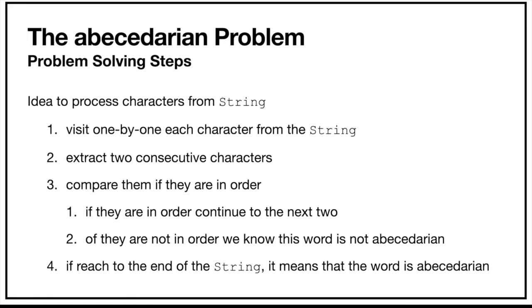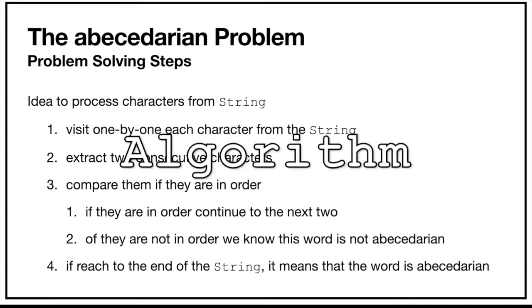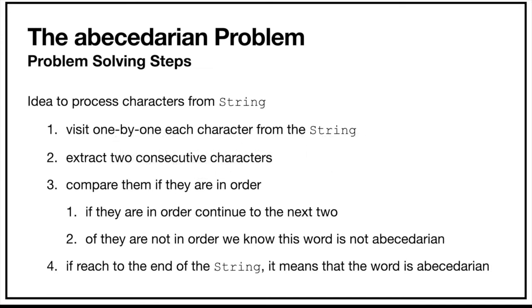The next step is trying to solve this problem without touching too much code, okay? So let's try to solve the problem. Let's define the steps of the recipe. The whole idea is to process the characters from the given string, right? Step number one is to visit, one by one, each of the characters from the string. And then we need to extract two consecutive characters. Why two? Because we need to check if they're in alphabetical order, right?